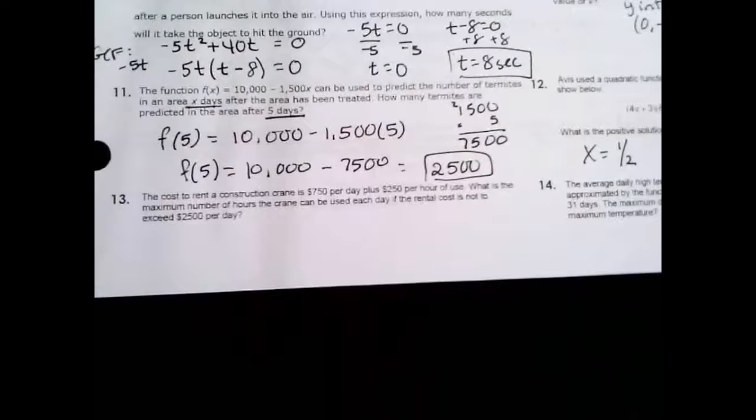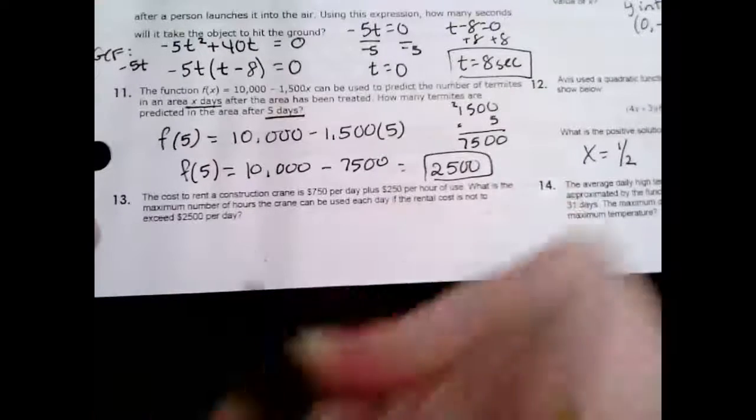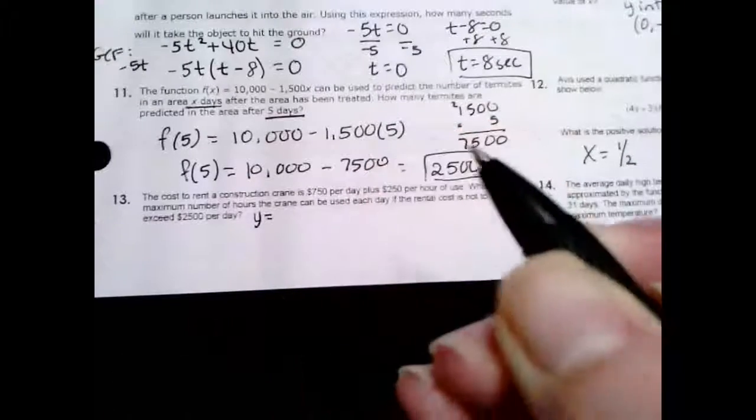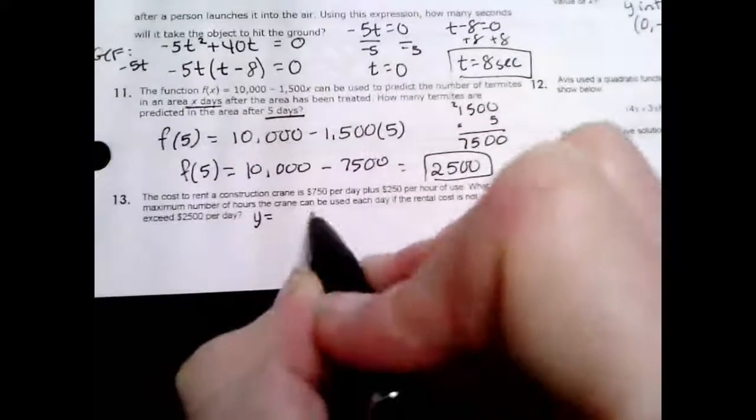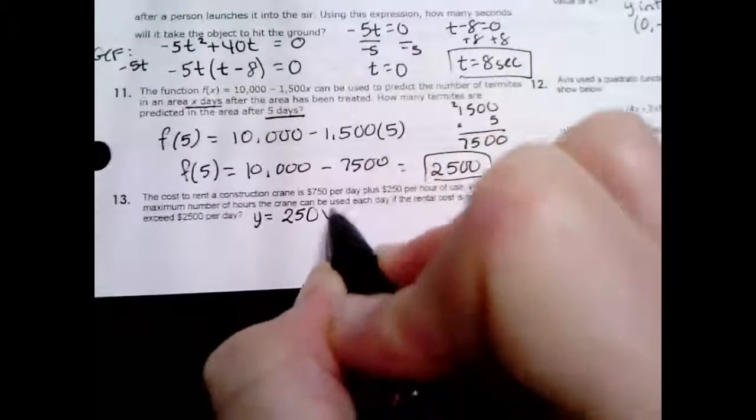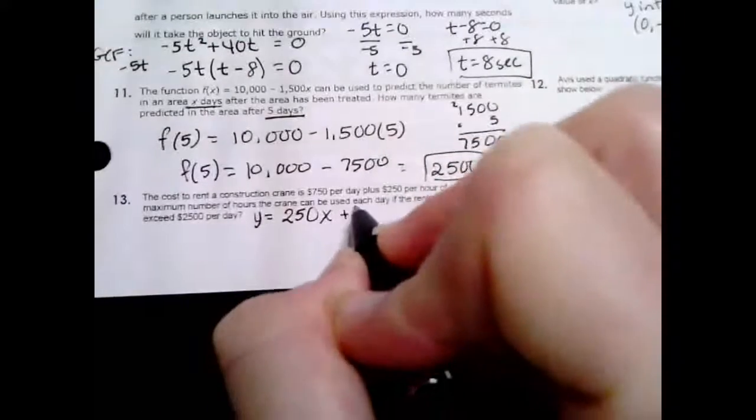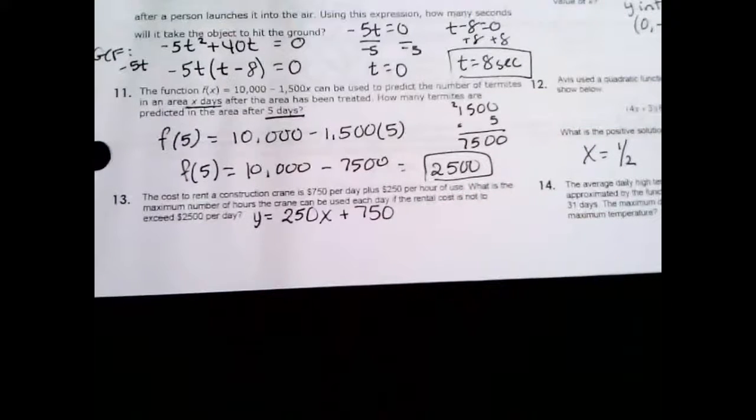Okay, number 13. 2 more and then this first video is done. The cost to run a construction crane is $750 per day plus $250 per hour of use. What is the maximum number of hours the crane can be used each day if the rental cost is not to exceed $2,500 per day? This is another inequality. Okay, so let's set it up. First of all, I could interpret an equation from this and then I could make it into an inequality. 250 per hour of use, 250 times x, plus they're going to be paying $750 per day. And I just want to focus on how many hours in the day that I'm going to use it for.